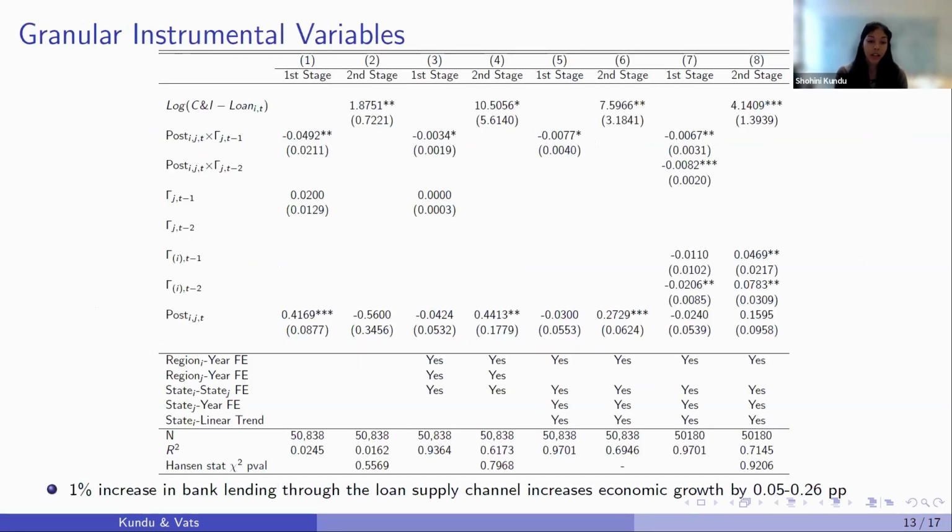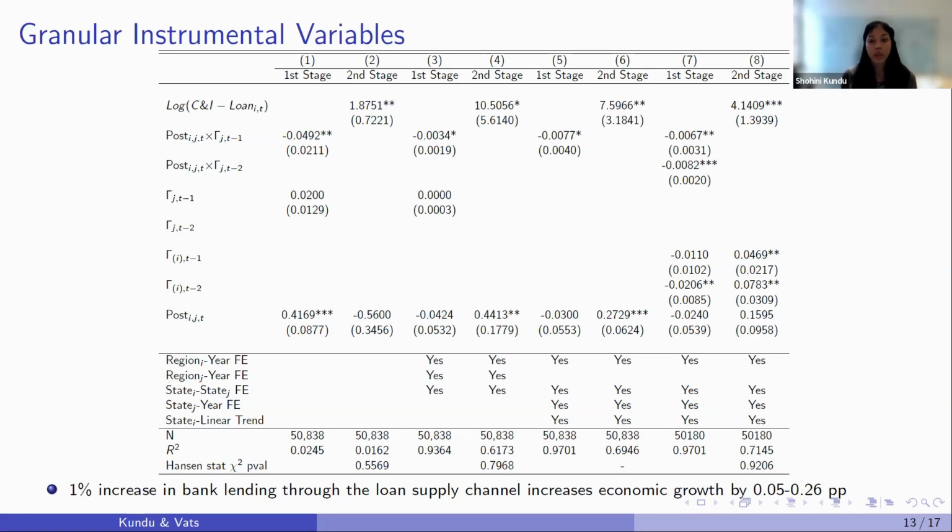So we present our GIV results in this table, and the first stage results are presented in odd number columns, and the second stage is presented in even number columns under different specifications. So in the first stage, we instrument for the amount of lending in a state using shocks to other states, as well as the timing of banking integration.